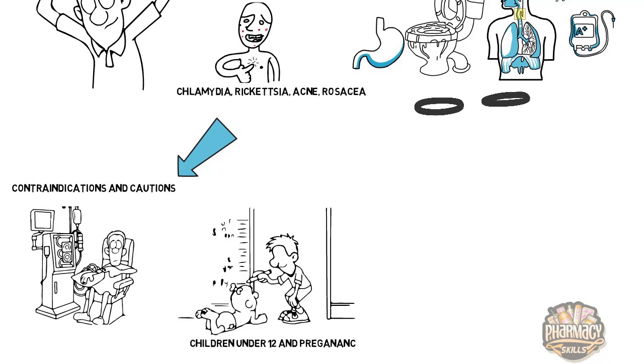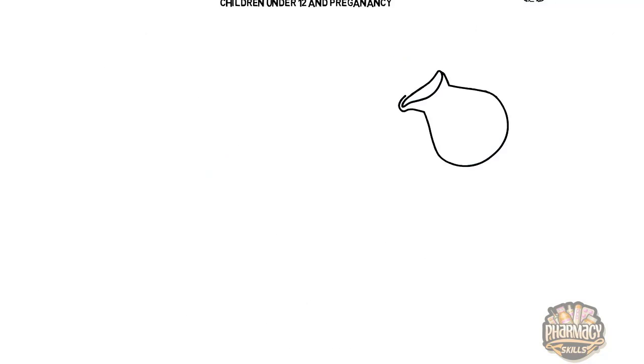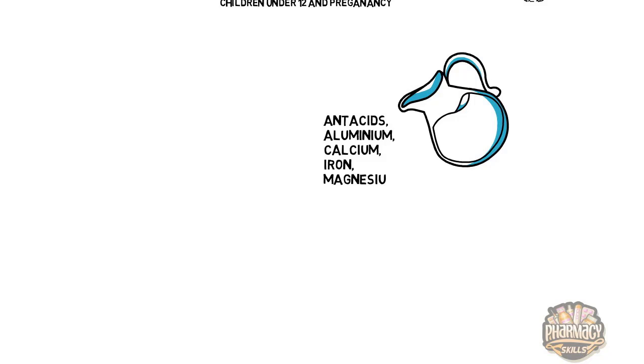Tetracyclines may also increase muscle weakness in myasthenia gravis, and therefore that is contraindicated too. And they may also exacerbate systemic lupus erythematosus. Other points to consider is that antacids, aluminium, calcium, iron, magnesium, and zinc salts decrease the absorption of tetracyclines. Milk may also reduce the absorption of tetracyclines.